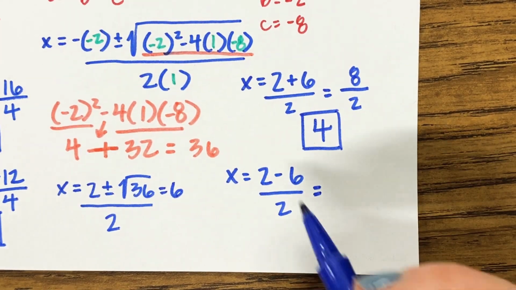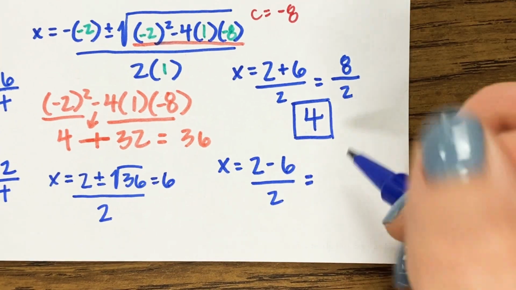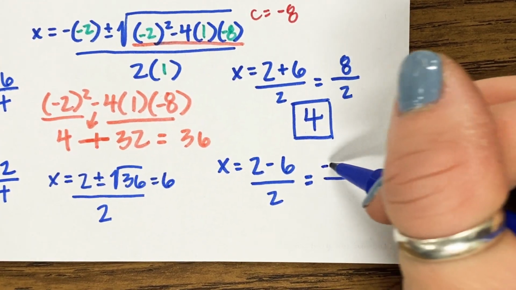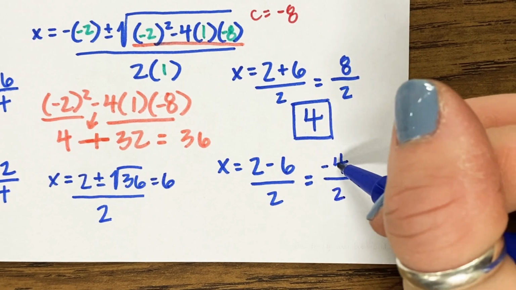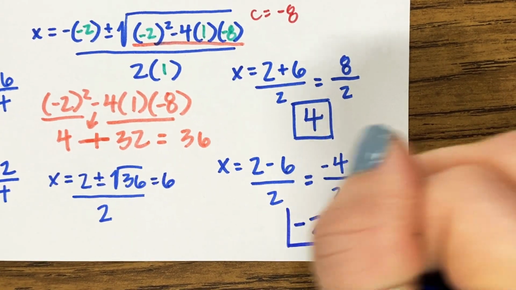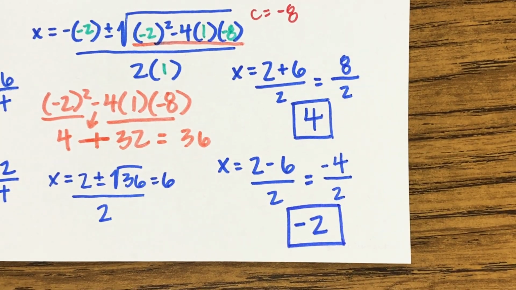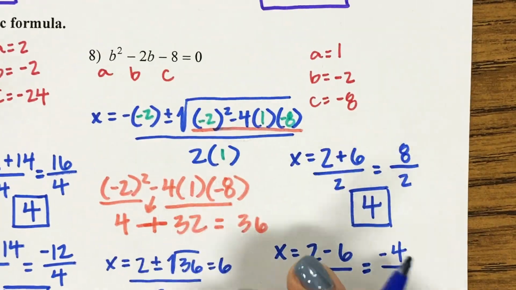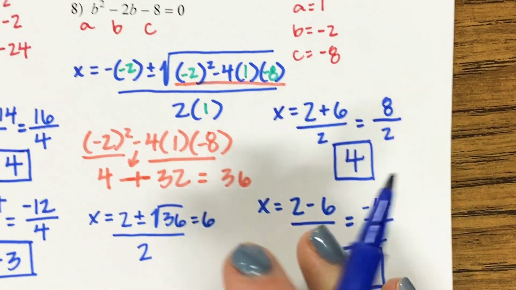Okay, what about on bottom? I have 2 minus 6 on top, negative 4. What is negative 4 divided by 2? Negative 2. So we found our two answers using our entire quadratic formula.